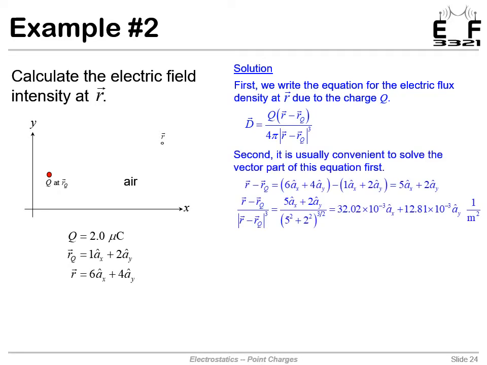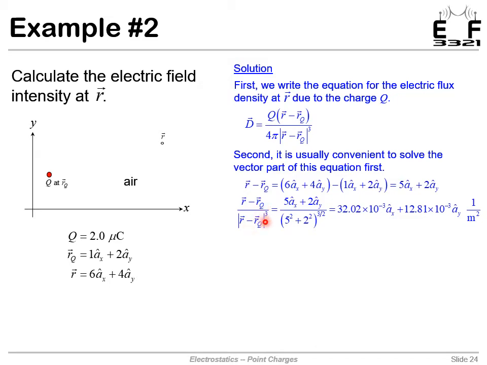So the first thing I like to do is to calculate the R minus R prime vector. And if I throw in the numbers there, I'll get this vector. So this is a vector that points from our charge to our observation point. Then I'll calculate the ratio of that vector divided by the magnitude cubed.